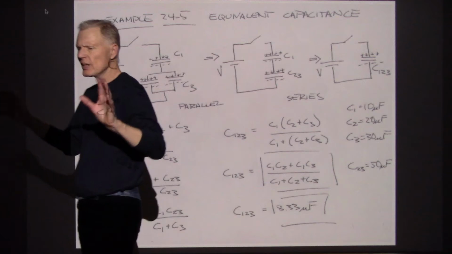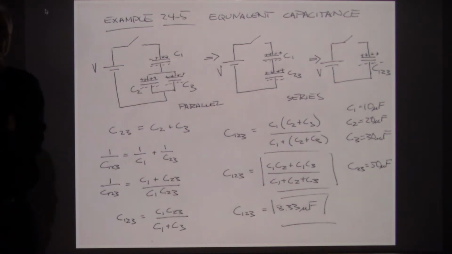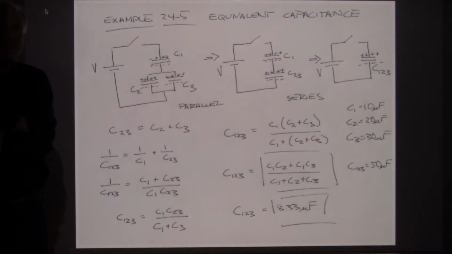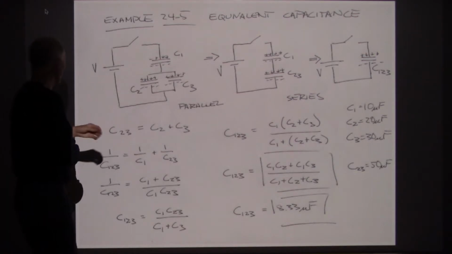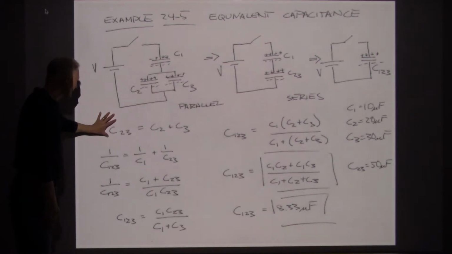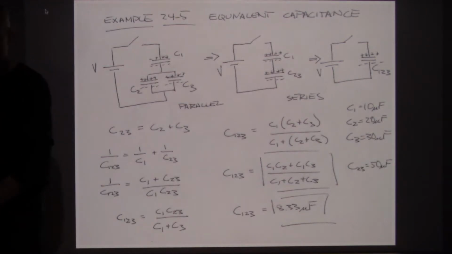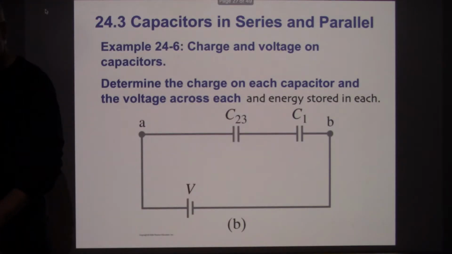I know I'm always saying do the algebra first, but in some of these problems the algebra gets complicated. It's easier just to put some numbers in along the way and solve for, say, C23 first, for example. Something to keep in mind. All right, if we try another example here, charge and voltage on a couple of capacitors.